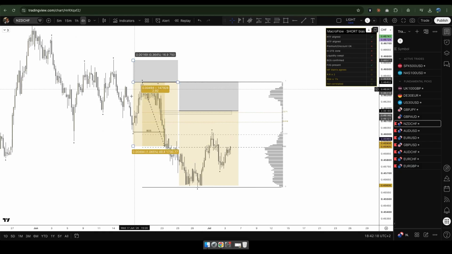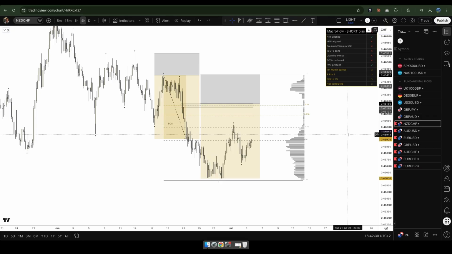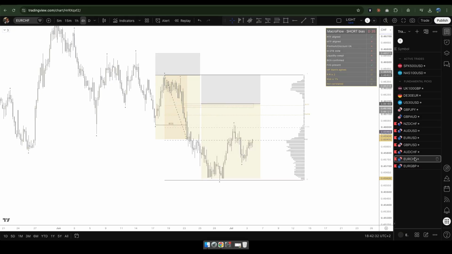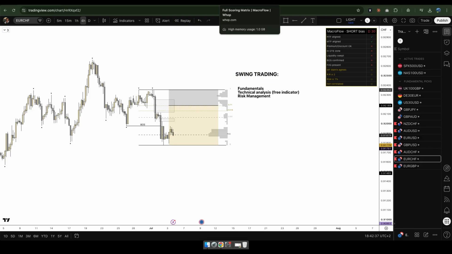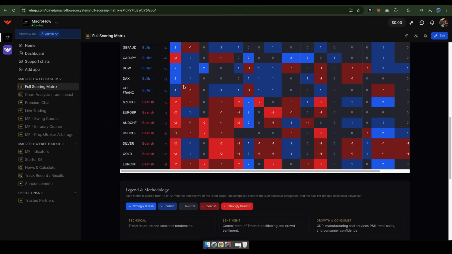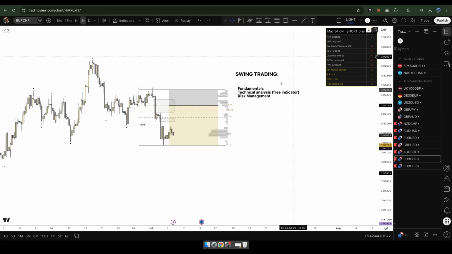That's the NZDCHF, as you can see. That was an amazing trade. Again, break of structure, the last major swing points, Fibonacci level, fair value gaps, and we also have the volume side. So it's really simple. That way, I've created a proven and repeatable strategy. We have the fundamentals that my full scoring matrix automatically gives me. So it's a really easy job. Then I do my technical analysis, with the help of my indicator.